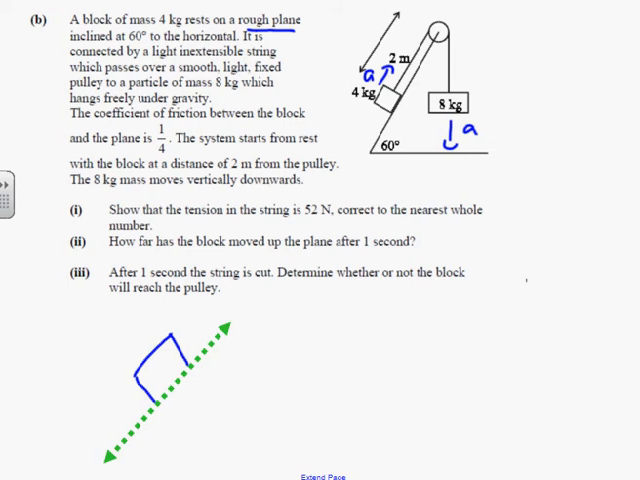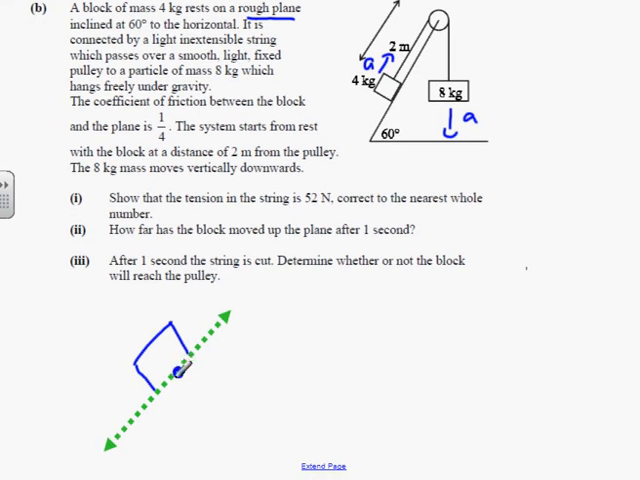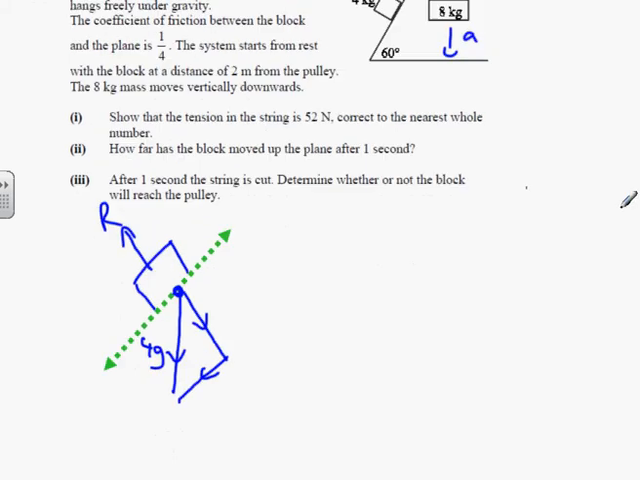Okay, so what goes directly downwards, lads? 4G, directly downwards. What goes perpendicular to the plane? R. And then we work something perpendicularly down from the plane, and then we have parallel to the plane. We've made our gravity triangle. Okay, what angle is this here? 60 degrees, okay, so 60.